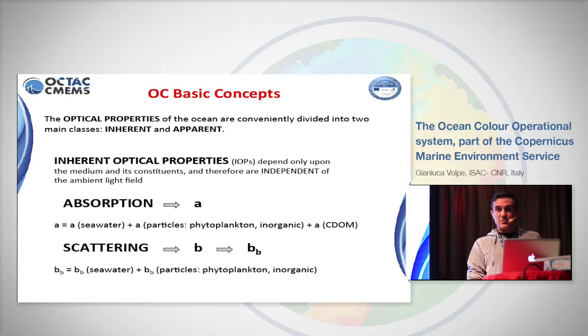These are the absorption and scattering. They're both made by the additive contributions of the single elements. For example, we have the seawater particles, both phytoplankton and non-algal particles, and the sea dome contributing to the absorption, and the seawater and particles contribute to the scattering. Actually, from the remote sensing point of view, we are basically interested in the backscattering, which is the part of the scattering that is reflected back to the sensor.